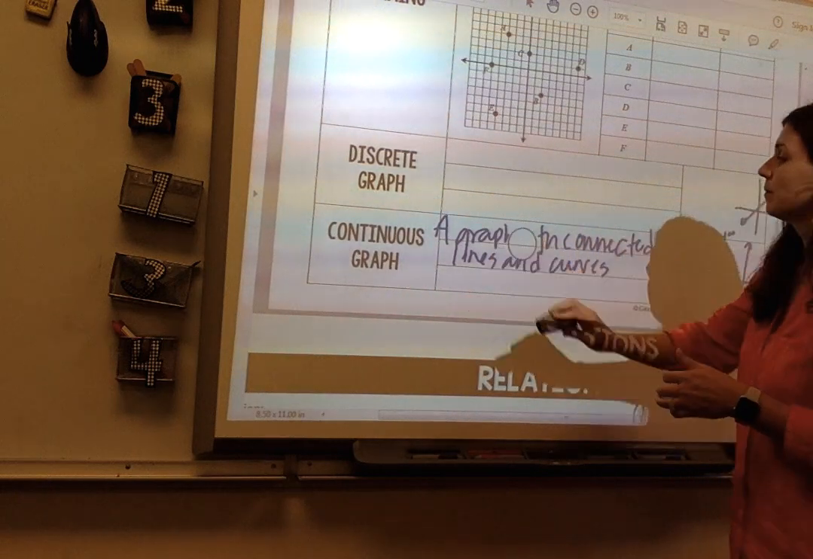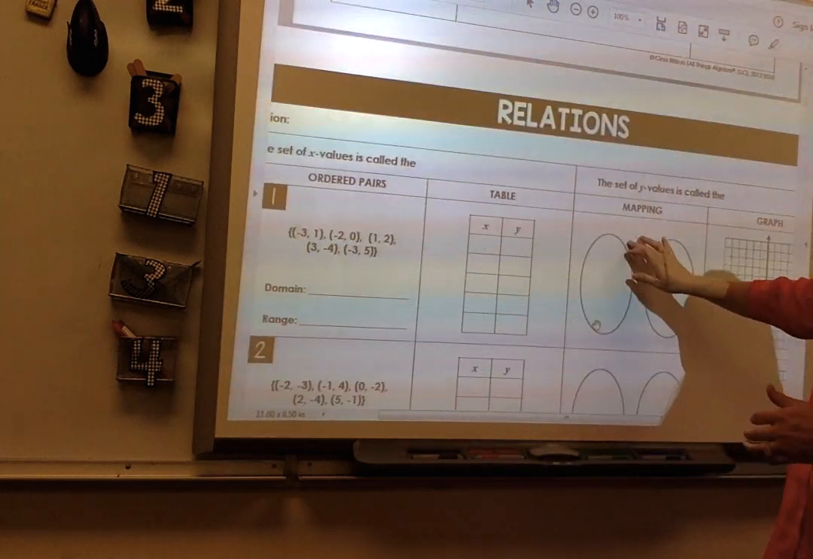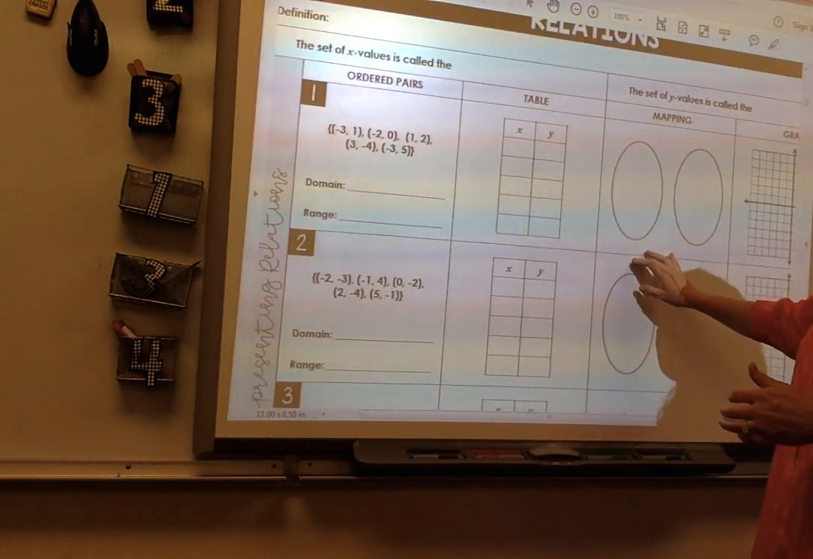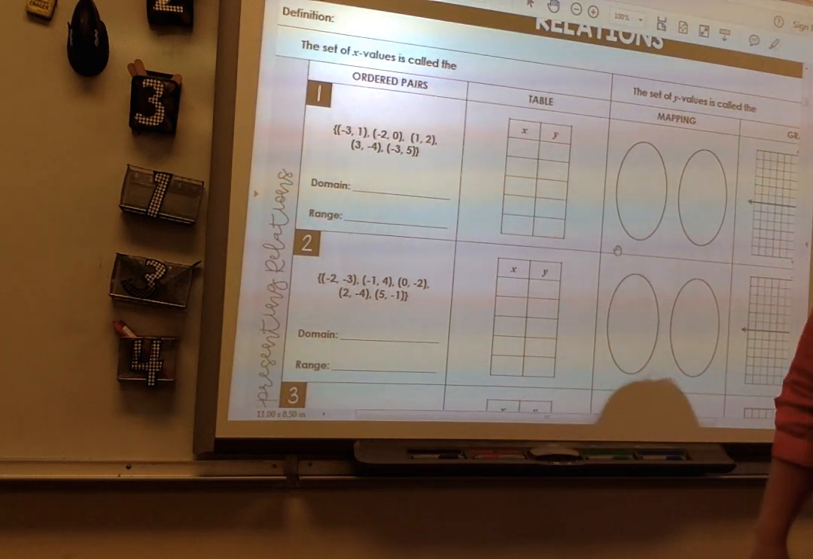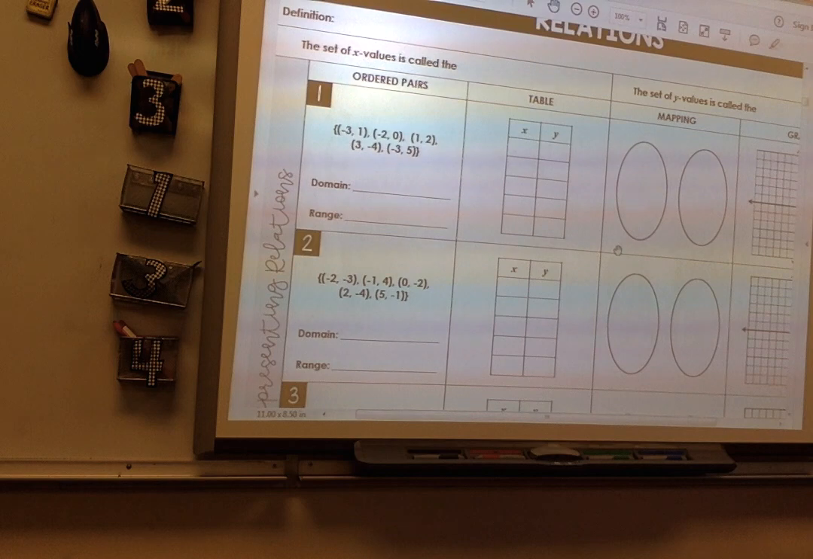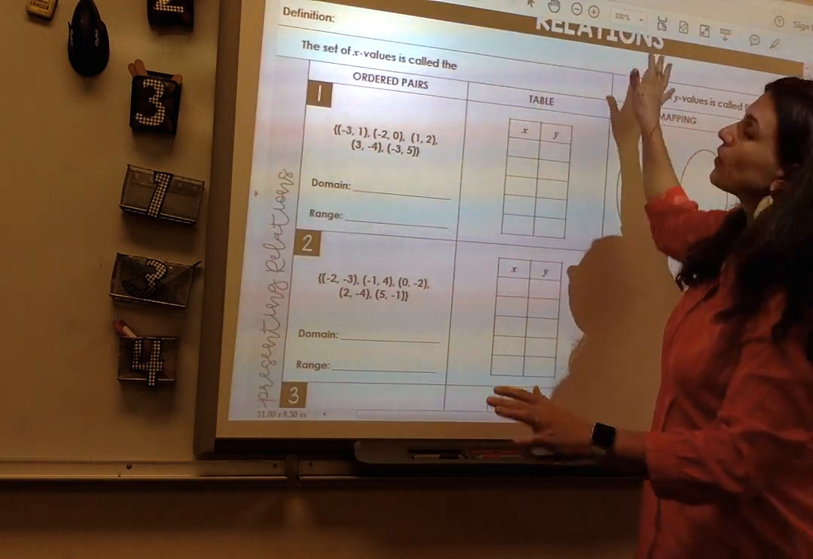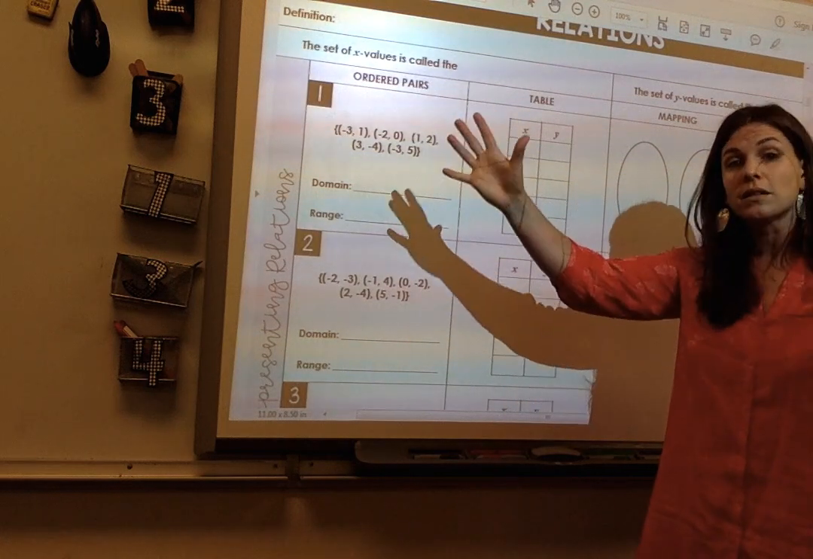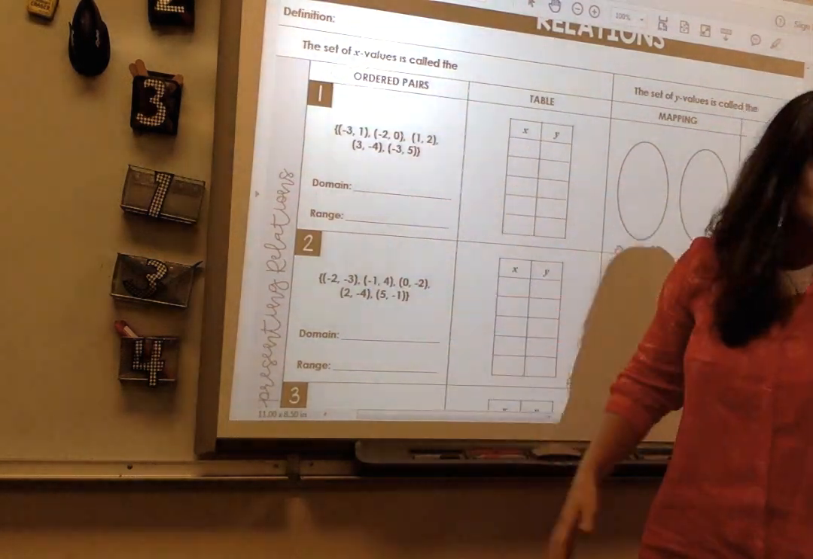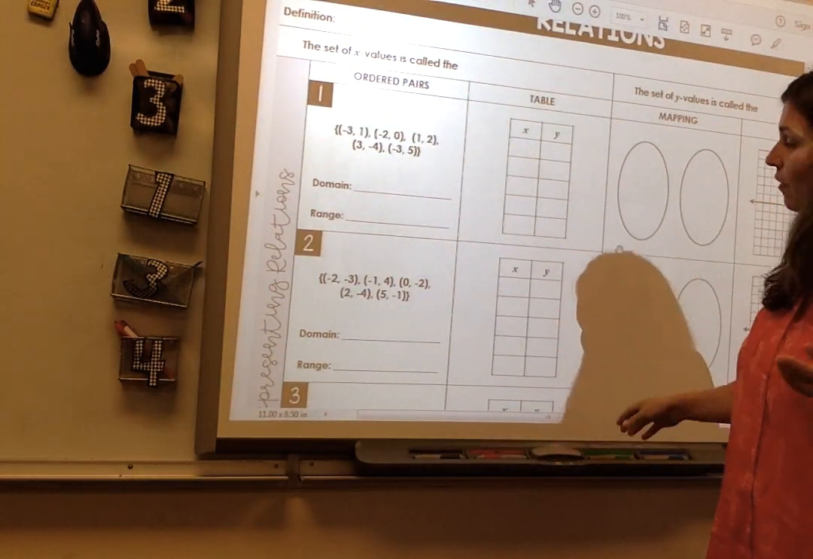All right. Now, you have this on the back side. So let's go over this real quick. And a relation. So notice the top of here. This is all relations. So this is specific to relations as a whole. This is the big topic. This is a big overarching theme. So what is the definition of a relation?